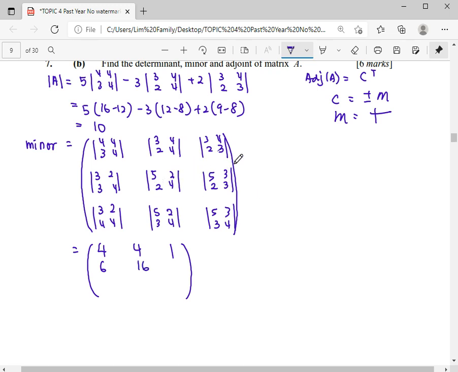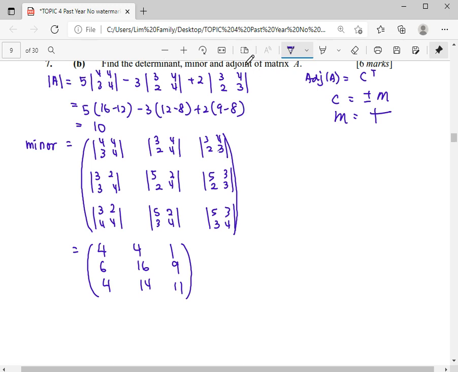This one, 15 minus 6, we get 9. And then this one, 12 minus 8, we get 4. And then this one, 20 minus 6, we get 14. This one, 20 minus 9, we get 11. So this is our minor matrix. Okay, so we have done our determinant, we have done our minor.